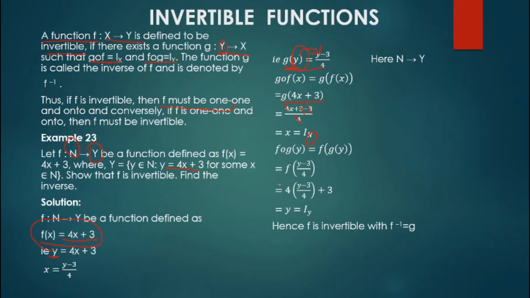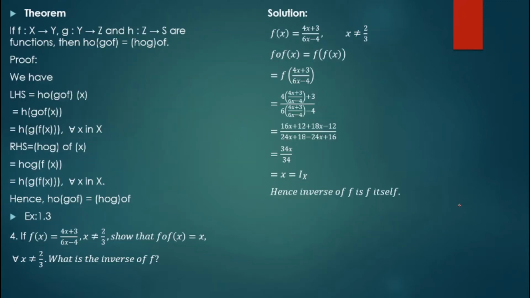So here 4 gets cancelled, 4 by 4 is 1. So what is remaining? y minus 3 plus 3. So again minus 3 plus 3 is 0. So what is remaining? y. So equal to I_Y. I guess you have no doubt why it is I_Y, because the other set is Y. So hence f is invertible with f inverse equal to g. So here it's proved.